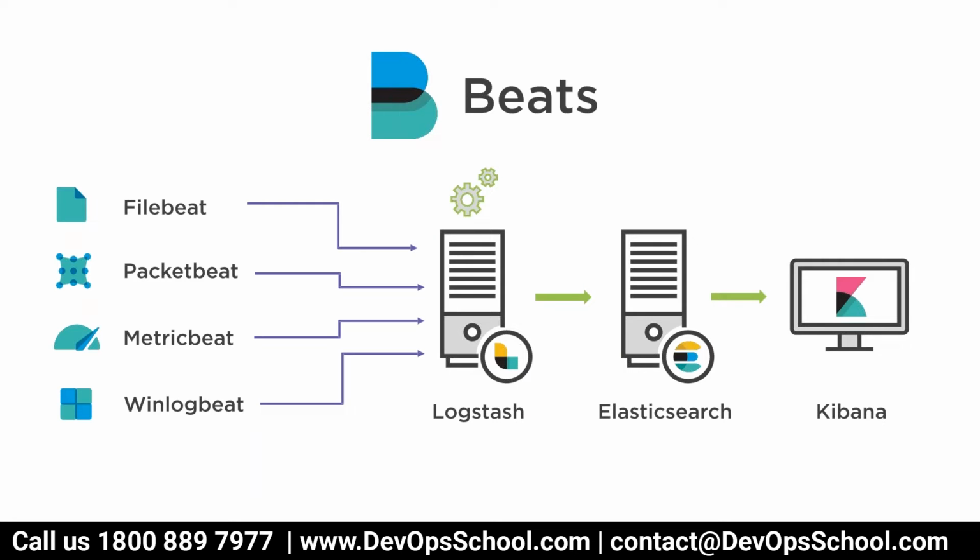So here, look at this Filebeat, these different kinds of beats. Filebeat will collect the data from the files. Packetbeat will send the data from the network. Metricbeat will send the data from Linux machines. And Winlogbeat, you can get the data from the Windows log file. All this data is being sent to Logstash.